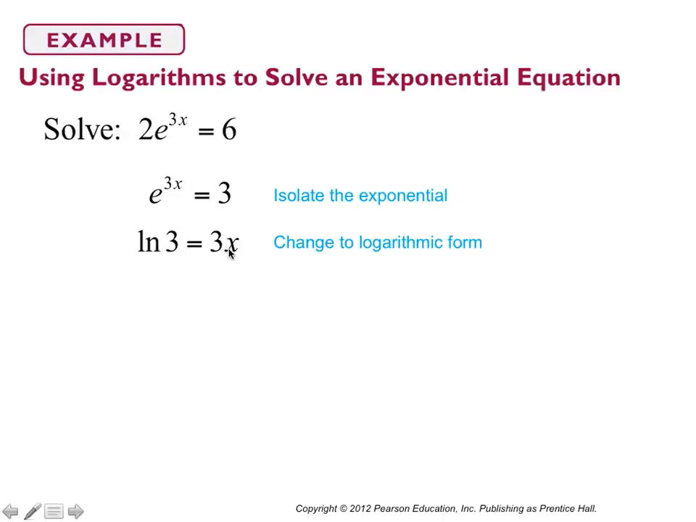So we have ln of 3 equals 3x, and then we just divide both sides by 3. So we get x equals ln of 3 over 3. This would be your exact solution. So if MyMathLab is asking for an exact solution, it's going to be this right here.